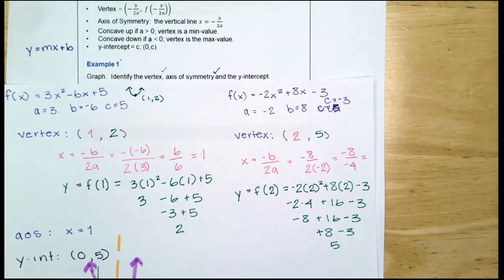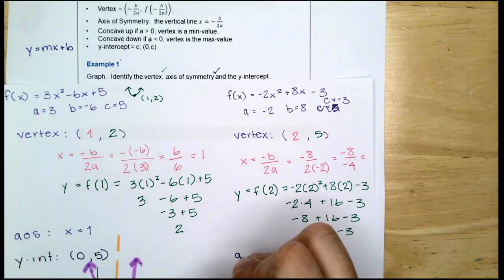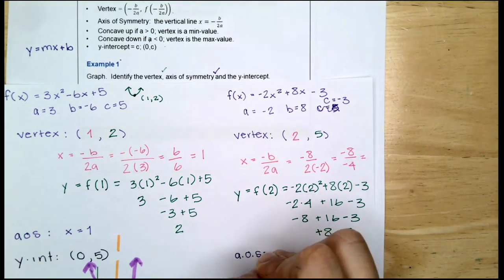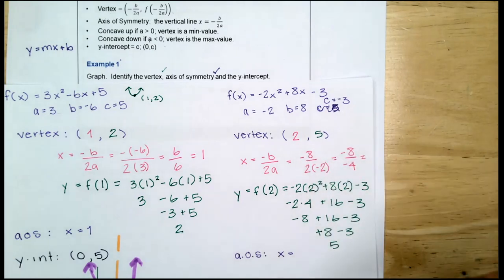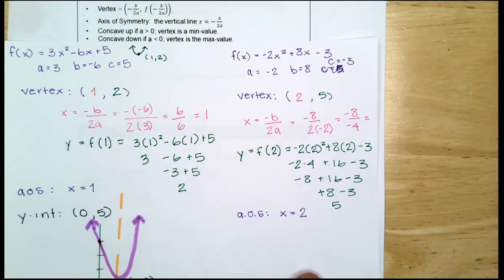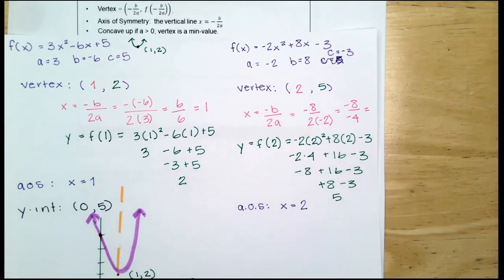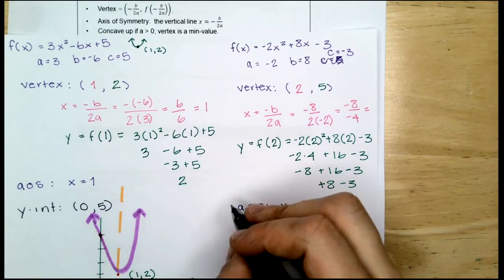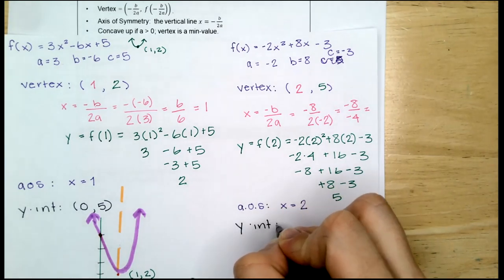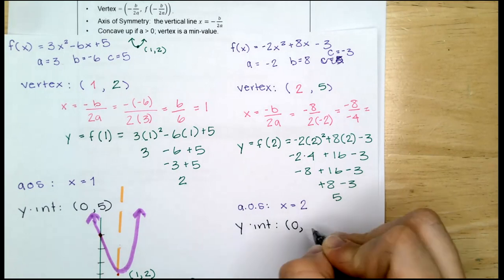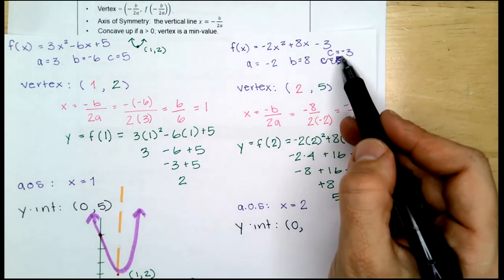Axis of symmetry is just your line x equals the x value of your vertex, 2, right? What's your y-intercept? Your y-intercept is your c value, so your x is always going to be 0, and my c is negative 3.